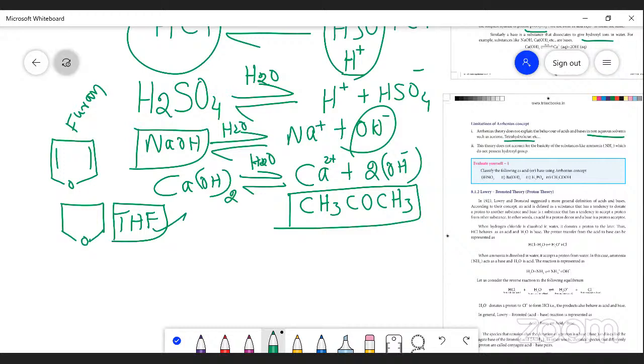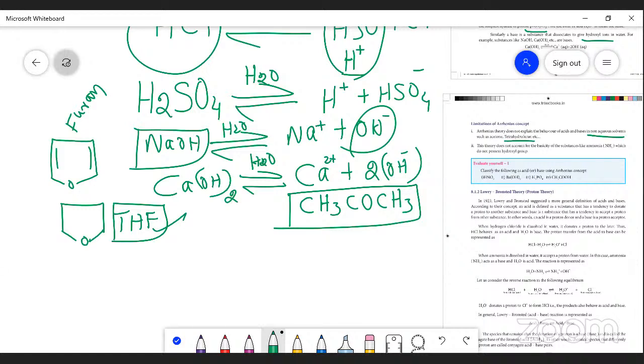it should be a base. But if you're using a non-aqueous solvent like acetone or furan, you cannot determine whether the substance is an acid or base. This is one of the limitations of the Arrhenius concept. So Arrhenius didn't give any explanation if you change the solvent. We cannot always use water as a solvent. There are other solvents also. If you use another solvent, you cannot find out whether it is an acid or base based on Arrhenius.